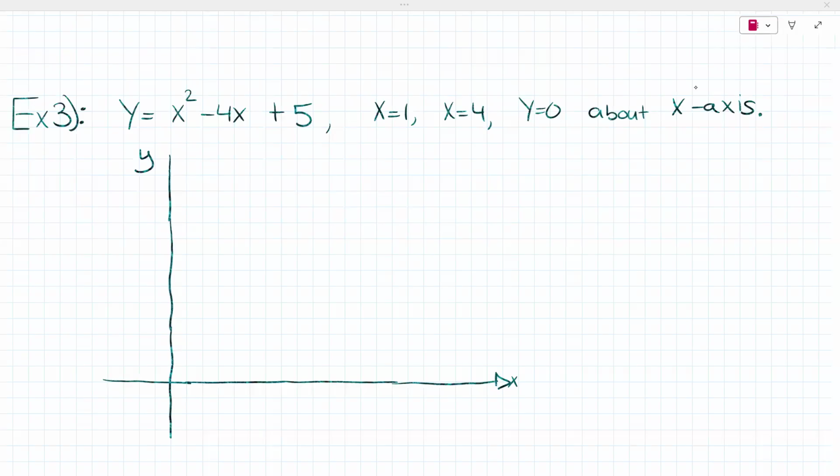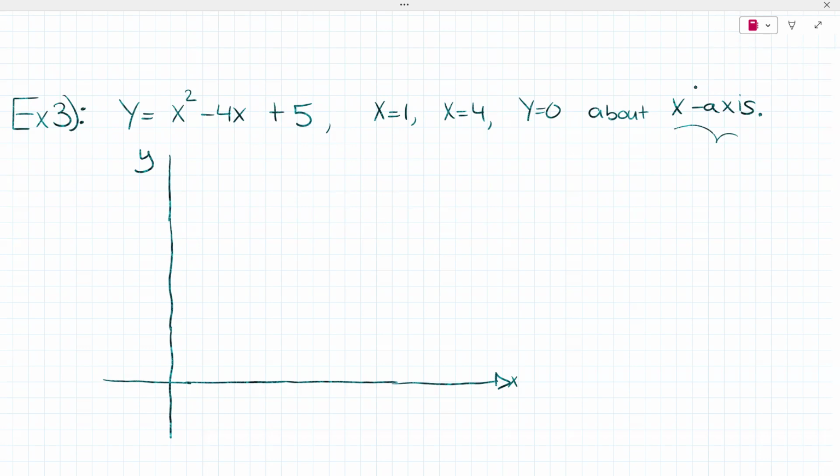Hello, this is going to be part two of this method. So I think I stopped off on example three. Example three says find the volume of y equals x squared minus 4x plus 5, where x equals 1, x equals 4, and y equals 0 about the x-axis. When you're talking about the x-axis, you know you're going vertical, so you know you're going top to bottom, and we know our integral is from a to b.